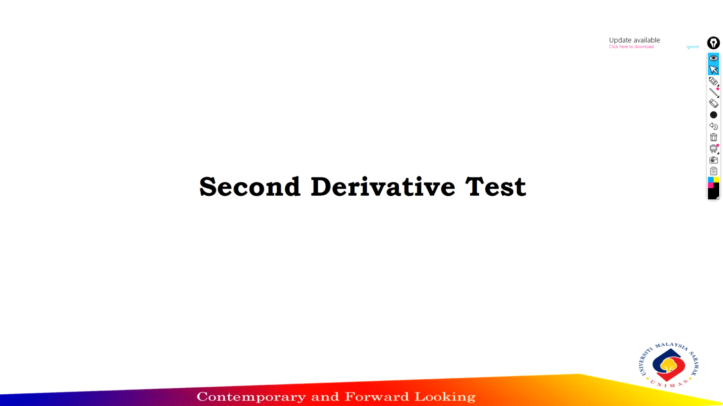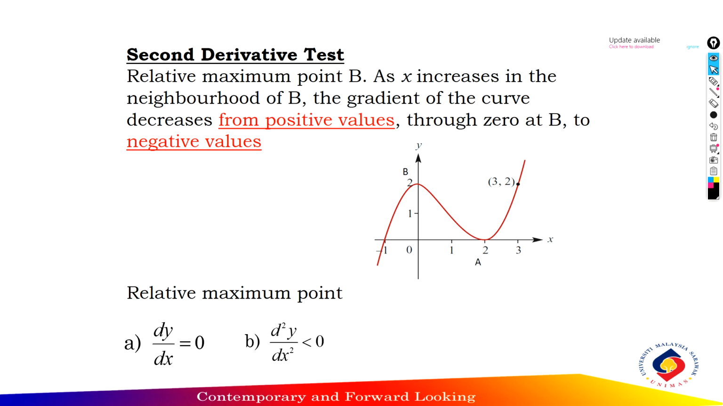Second derivative test. Okay, given the graph of the cubic function, with the relative maximum point at (0, 2) and the relative minimum point at (2, 0).